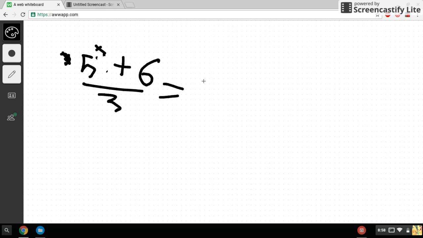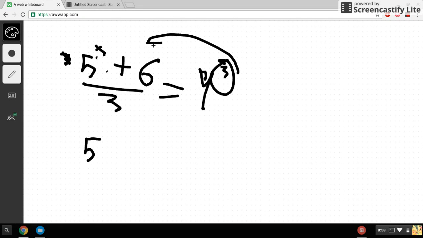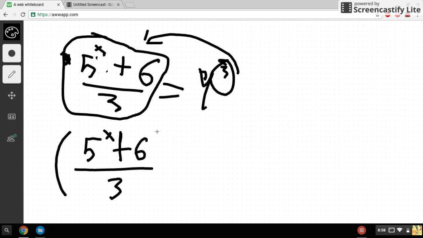So now this is what you're gonna do. Your y to the power of 3 is gonna turn into a fraction. You're gonna basically flip this entire thing and bring it all the way over here, but not affecting the entire equation. It's going to be in parentheses: 5 to the power of x plus 6, not on top of the exponents, plus 6 over 3, and to the power of 1/3 goes to y. So that's how you do it.